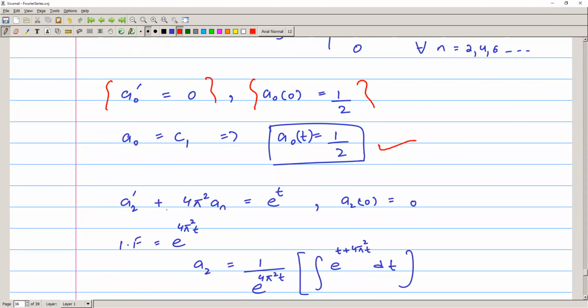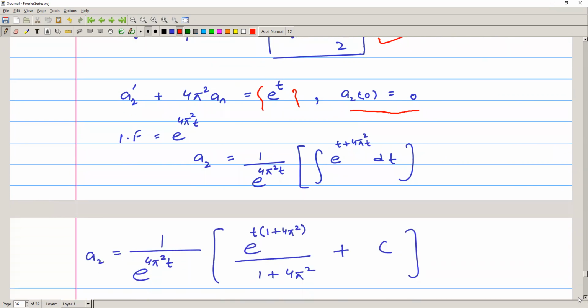Then we will solve a2 prime plus 4 pi squared a2 is equal to e to the power t. All right. And so a2 of 0 is equal to 0. We can see that a2 prime, we are using this equation because f2 was equal to e to the power t. We solve for this, and for all other n it was 0, right? So that's why we are solving for a2. So we'll solve it using this condition. We will get this result, right?